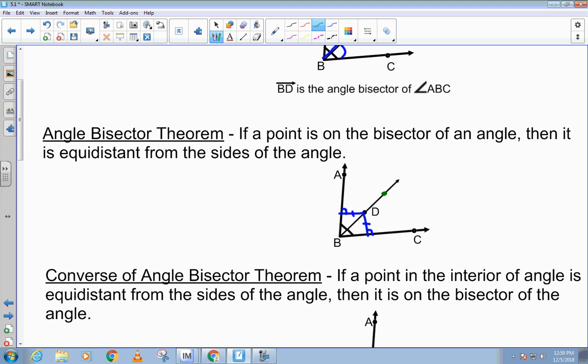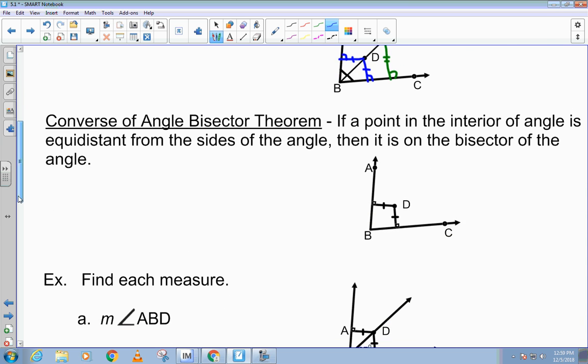So I can pick another point. Let's call this E. If this is an angle bisector, then this distance and this distance is going to be the same. Okay? That's the angle bisector theorem. I think it's theorem 5.3. I forgot to put the new theorem number on there. But we'll just call it the angle bisector theorem.